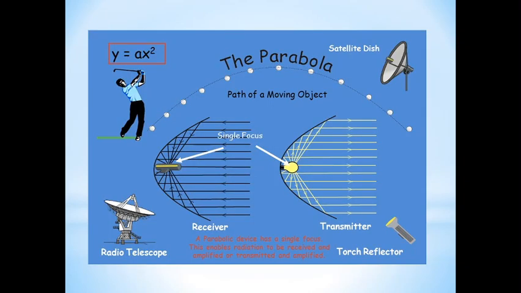Okay, so this is the summary of the parabola. So we have the radio telescope. The radio telescope is the receiver. So here, the light or waves go there and then go to our focus. And then the next one, the torch reflector, or the flashlight or the headlight of a vehicle, is a transmitter. So it transmits light. And then this is the trajectory, the path of a moving object.